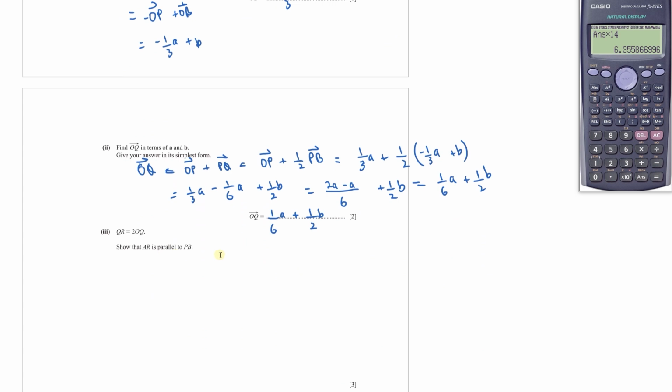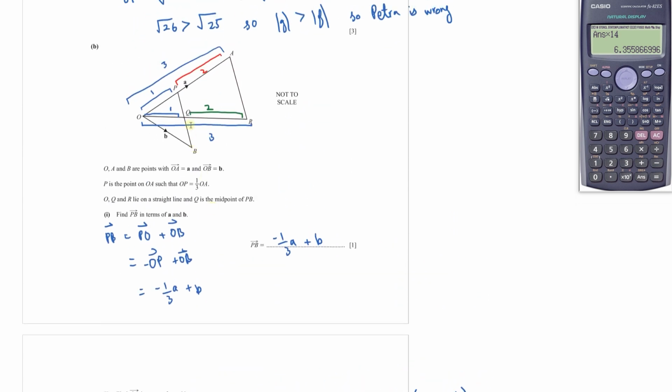Show that AR is parallel to PB. So AR is this length, PB is this length, and we have to show that these two are parallel. There are two methods to solve this part. I'll show you both. The first one is using vectors, and the second one is using similar triangles. So let's first use the vector method here.